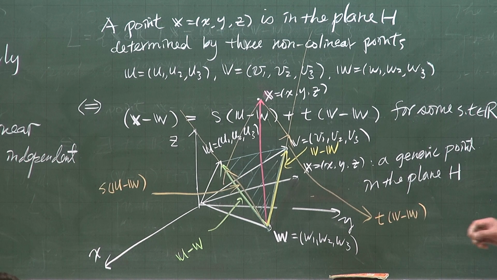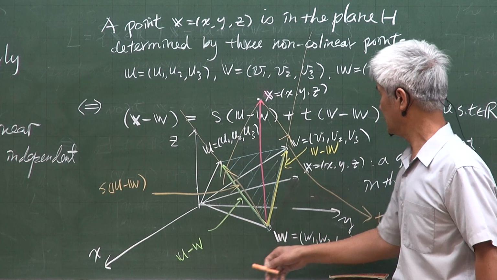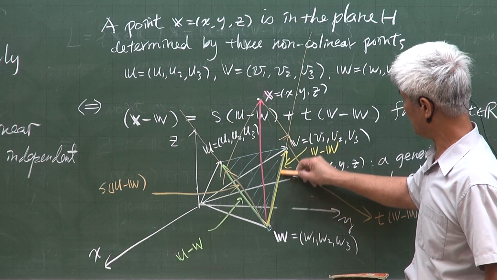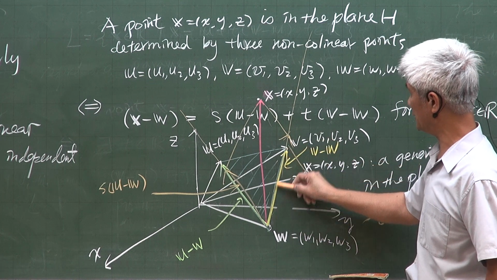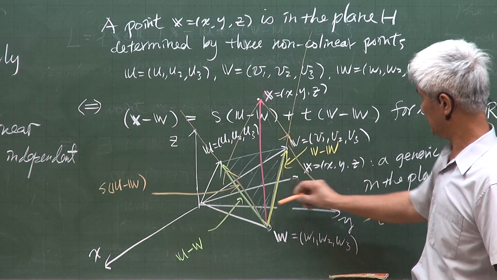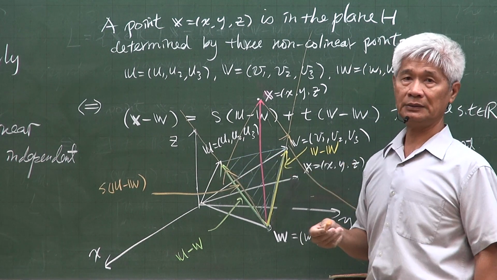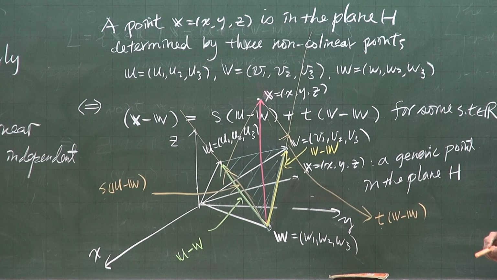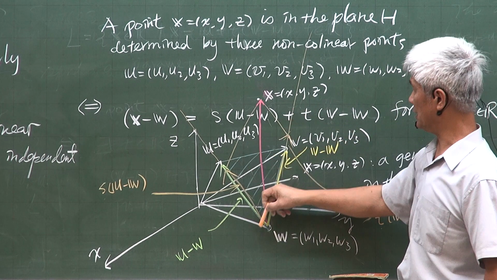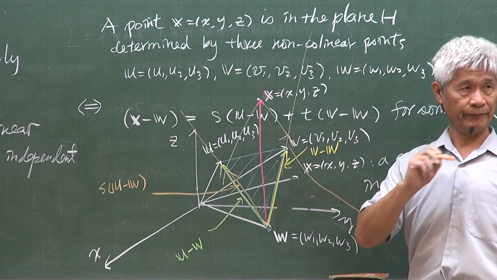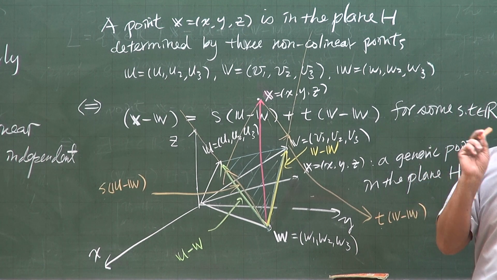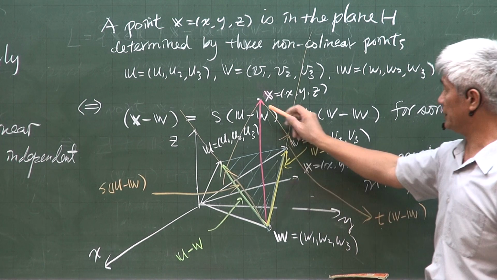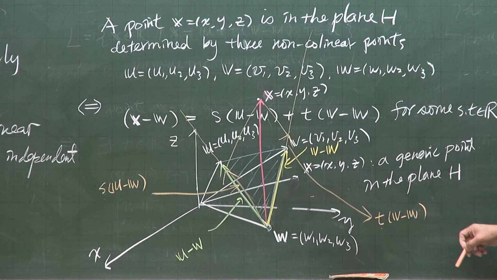Okay. So this vector is proportional to the yellow one, right? And this vector is proportional to the green one. So the proportionality here is S, and here it is T. And you sum them together because of the parallelogram construction, vector addition, right? By using the parallelogram. So we have this one.